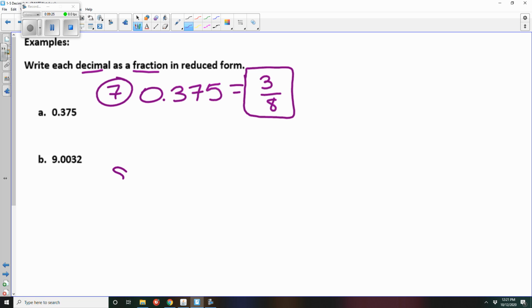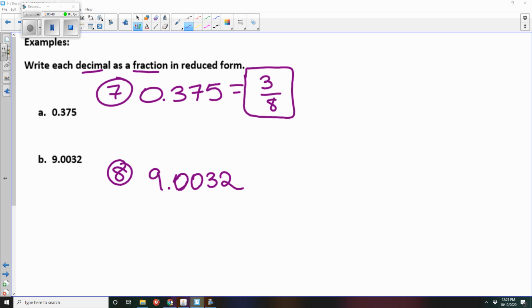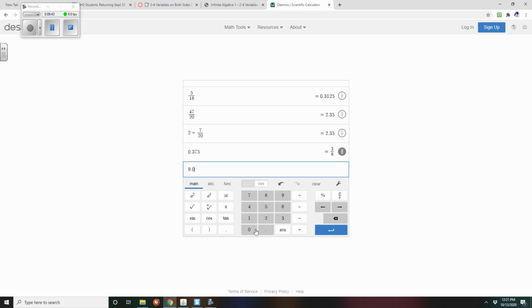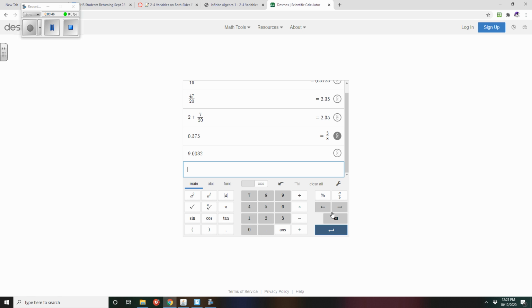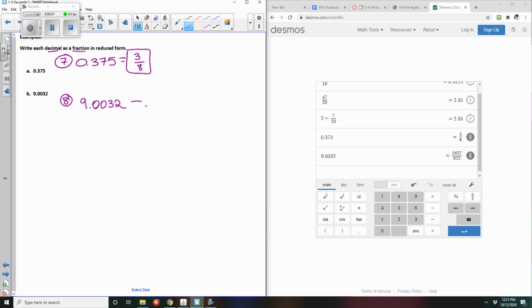And now 8, we have 9.0032. Same thing, we just type it into Desmos, hit that fraction button. So how many zeros is that? 9.00, yeah, 2 of them. 9.0032. Enter. We want to convert that to the fraction. Ooh, it's a big fraction. 5,627 over 625. There we go.